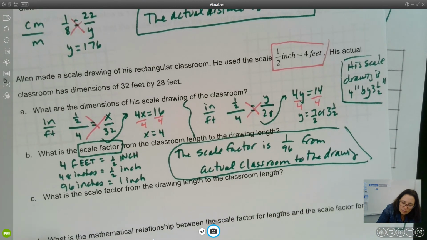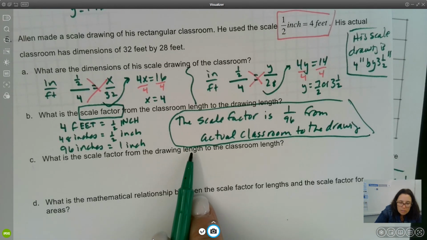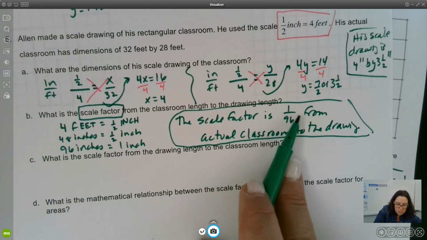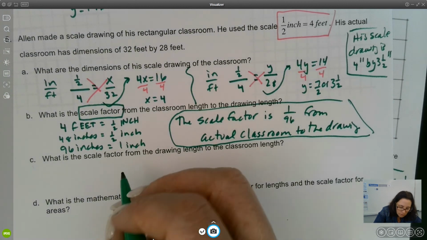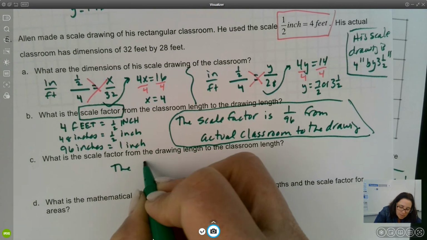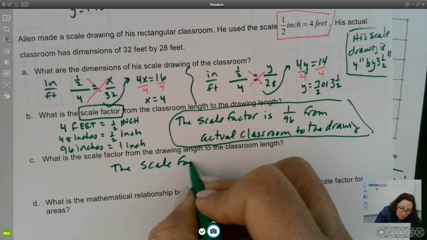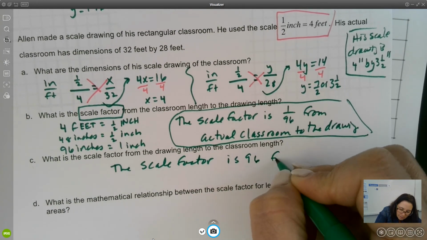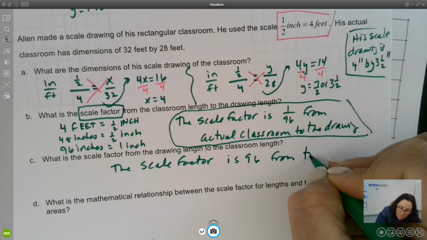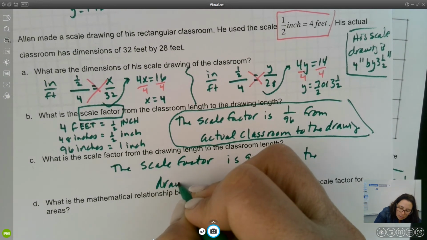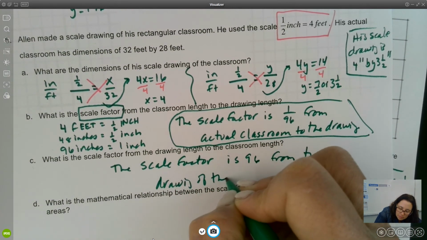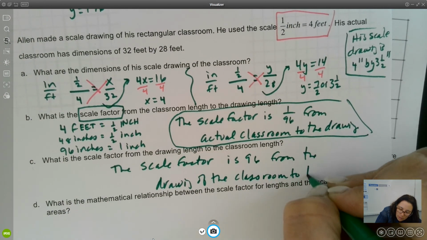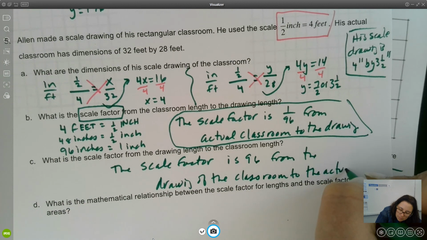Okay, what is the scale factor from the drawing, so small, to big? Okay, so we're just going to flip this 1/96 over. The scale factor is 96 from the drawing of the classroom to the actual classroom.